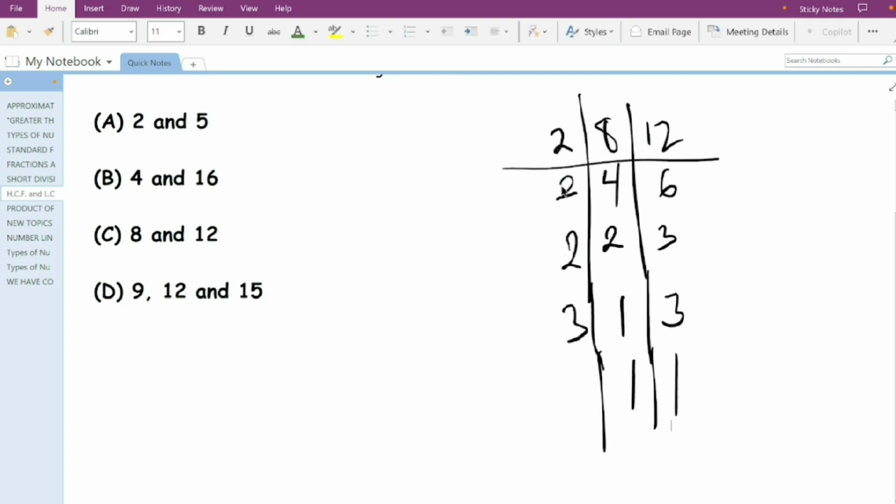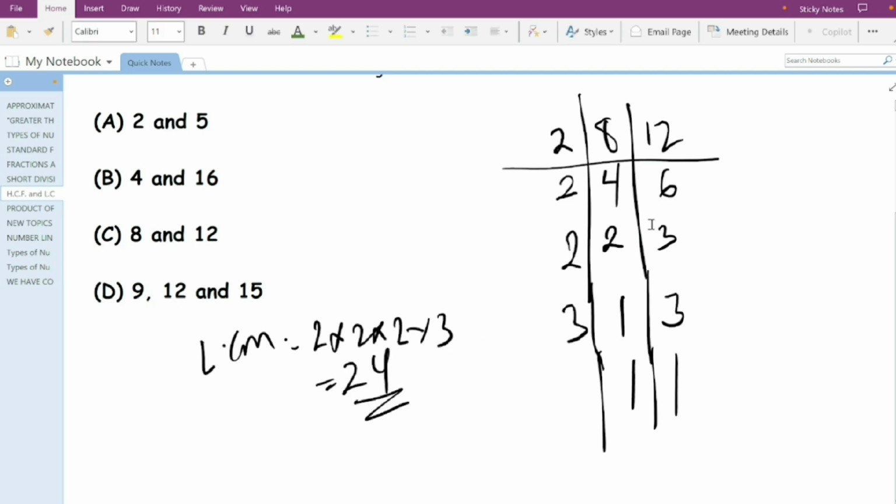So you have your LCM as the multiplication of all these prime numbers. So you have LCM is 2 times 2 times 2 times 3. 2 times 2, 4. 4 times 2, 8. 8 times 3 is 24. So the LCM of 8 and 12 is 24. So we should note that.